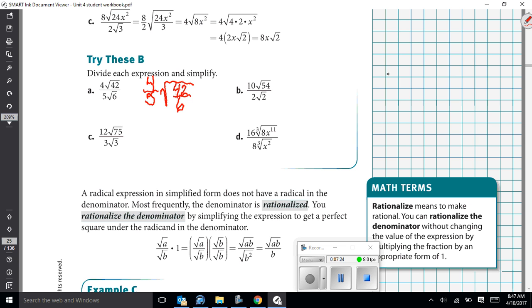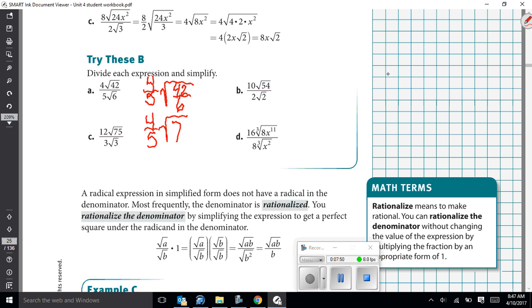Now, does 42 divide by 6? Yes. What is 42 divided by 6? 7. So this inside here can reduce to just 7. Now this 7, can I create a nice factor tree? No, it's just 1 times 7, right? It's a prime number. So then this is our answer: 4/5 times the square root of 7.